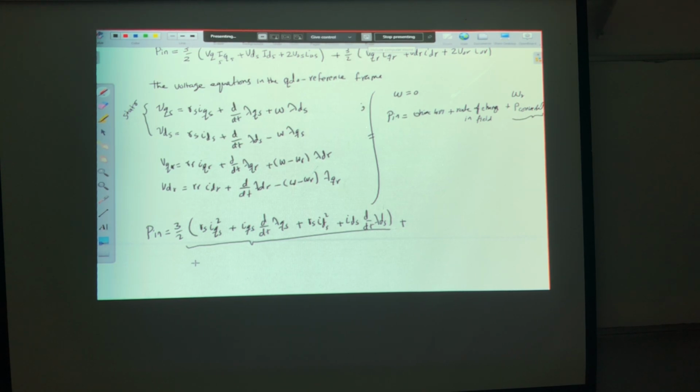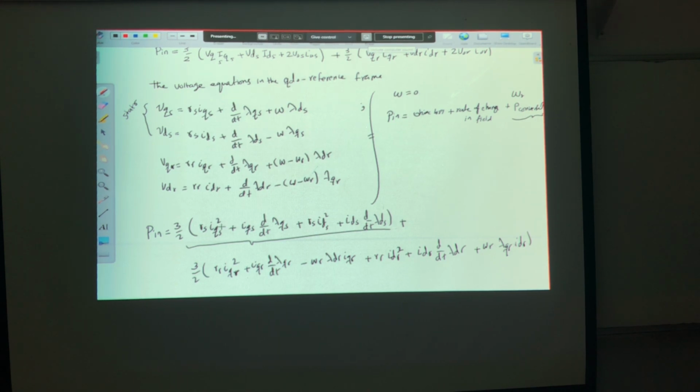Plus, now here I'm having 3 over 2. So I will have RR IQR squared plus IQR d by dt of lambda QR, minus omega R lambda DR IQR. Then I will have plus RR IDR squared plus IDR d by dt of lambda DR plus omega R lambda QR IDR.